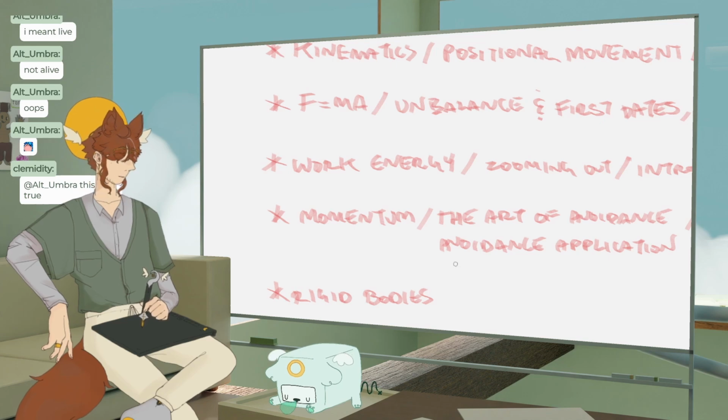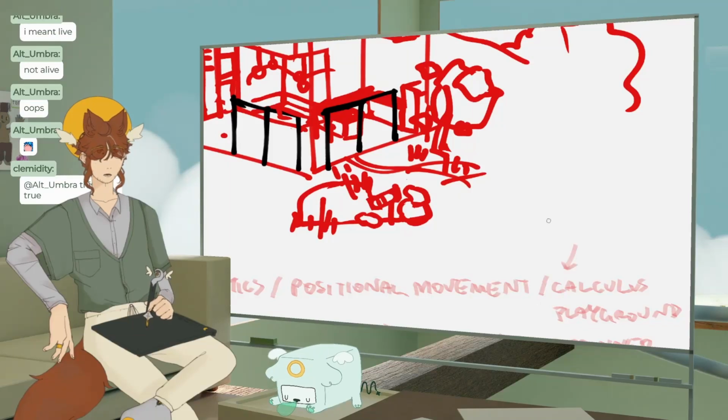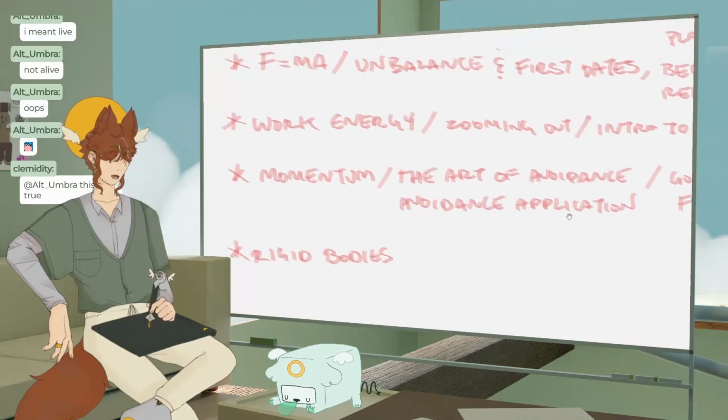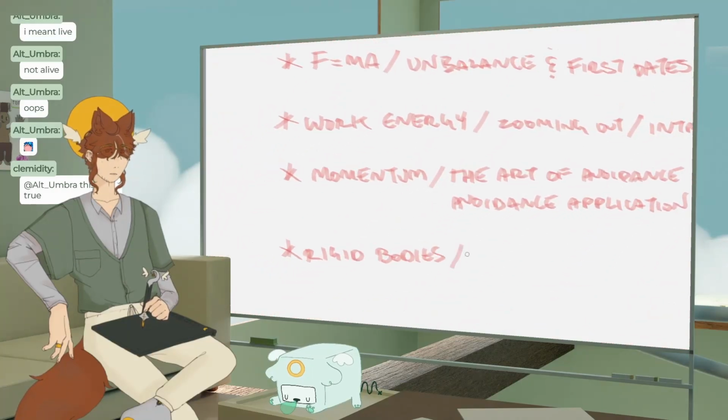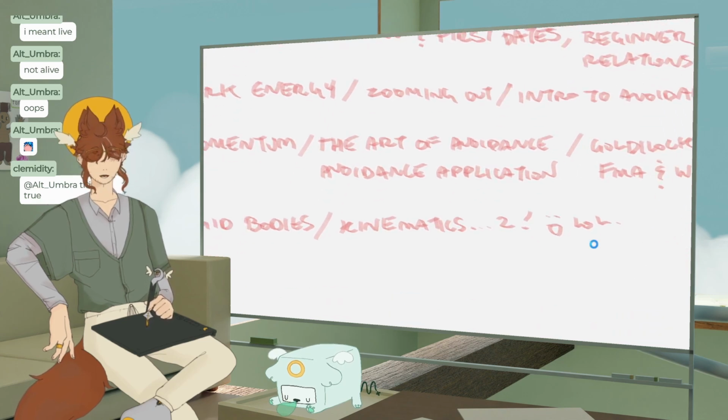I guess you could also argue that positional movement includes relative motion. They're both very important things. Oh, just a big X through that. Rigid bodies, it's like kinematics 2. When you realize that all that you are is particles tied to other particles.